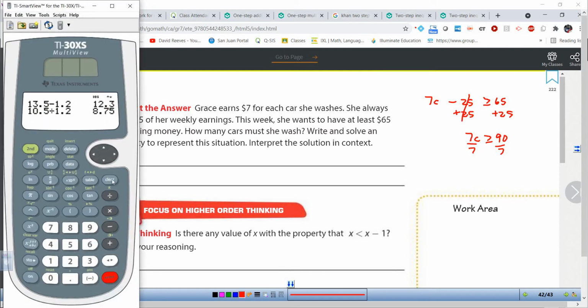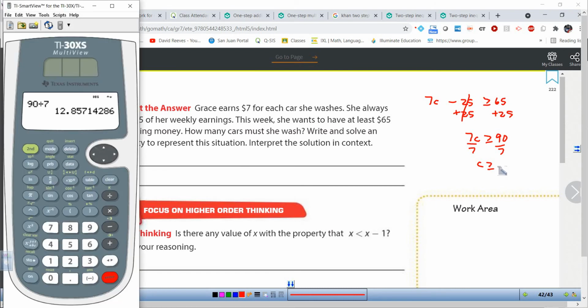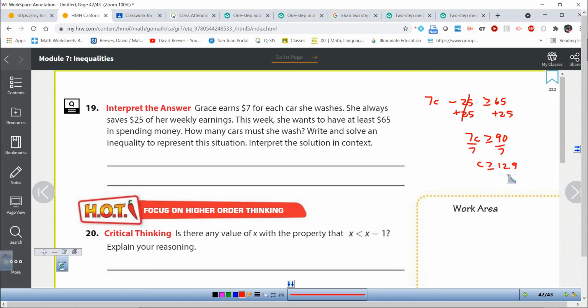All right, so let's go ahead and get out our calculator, and let's do 90 divided by 7. And what do we get? We get C is greater than or equal to 12.9. All right. So assuming she's not going to wash 12.9 cars, right? What are we going to say? We're going to say 13 cars or more. All right? Or greater than or equal to 13 cars. Does that make sense? Because 12.9 is what it would come out exactly.